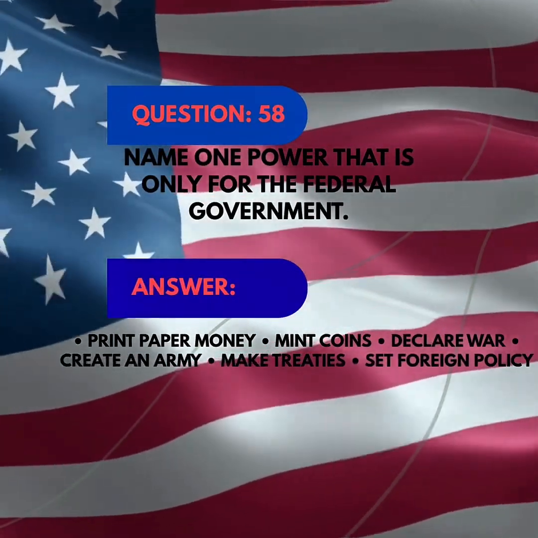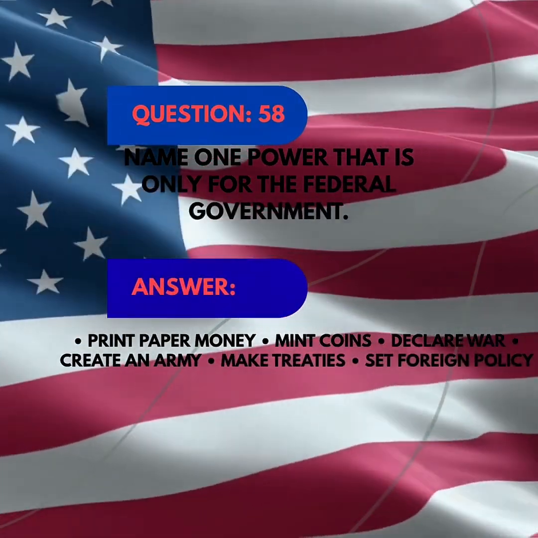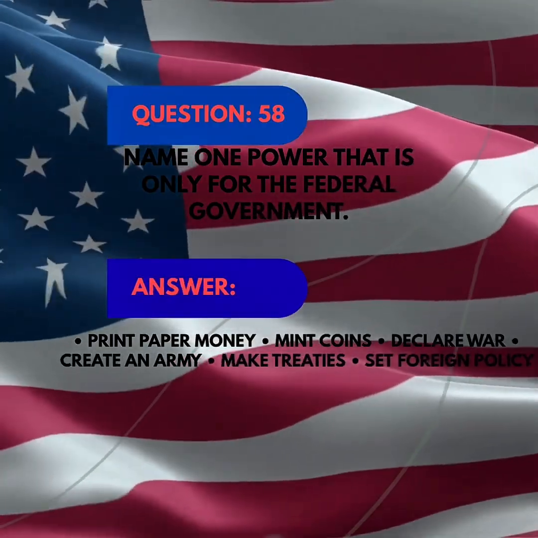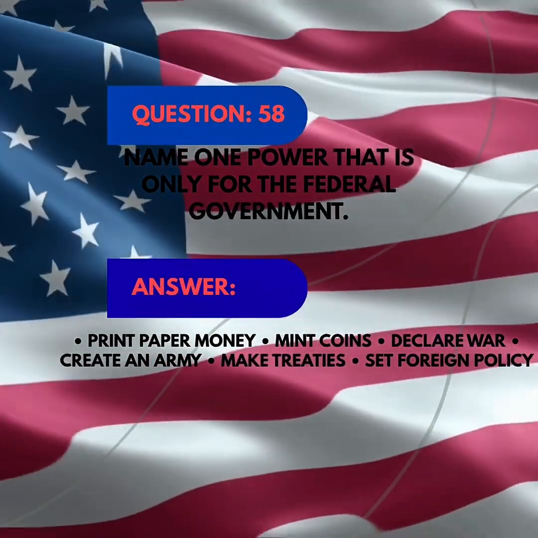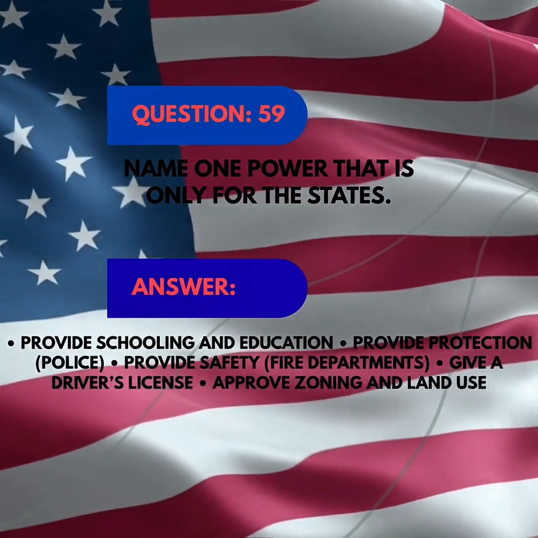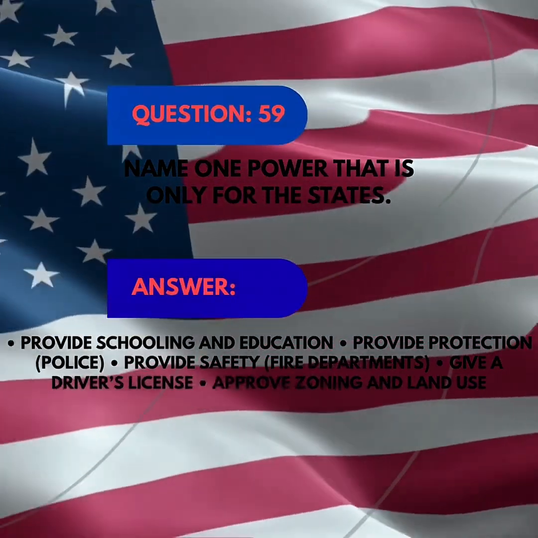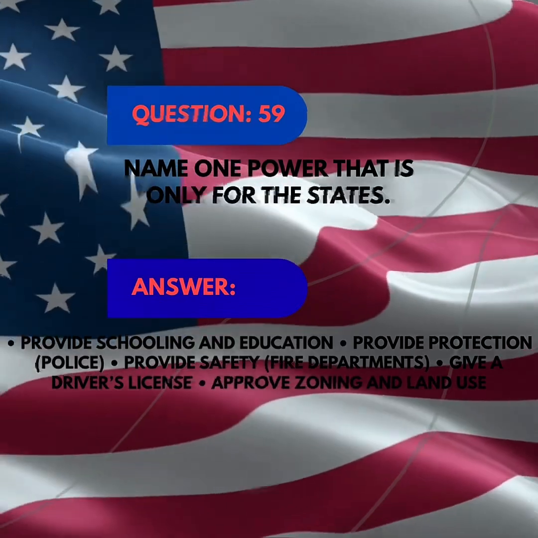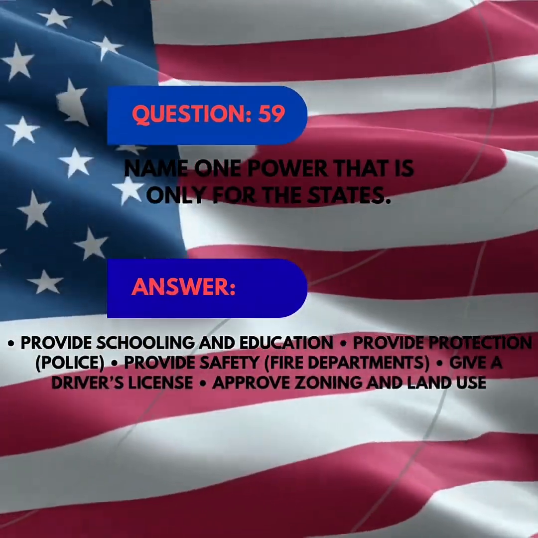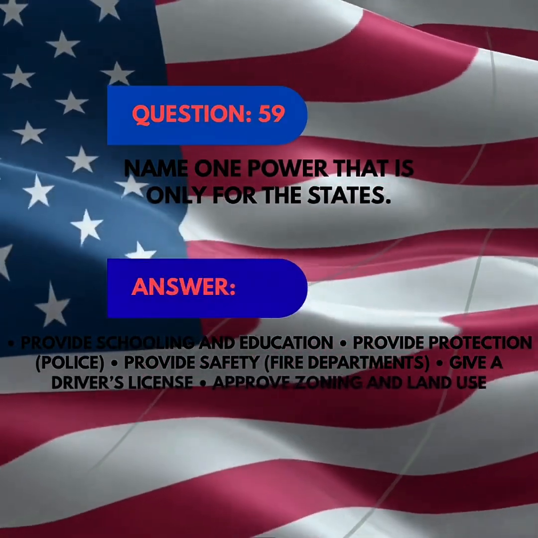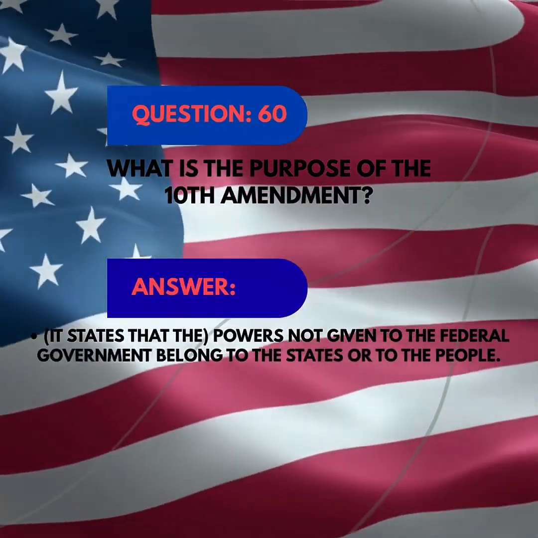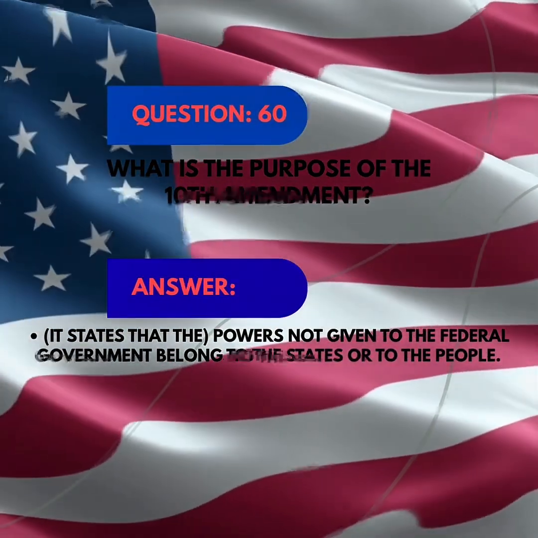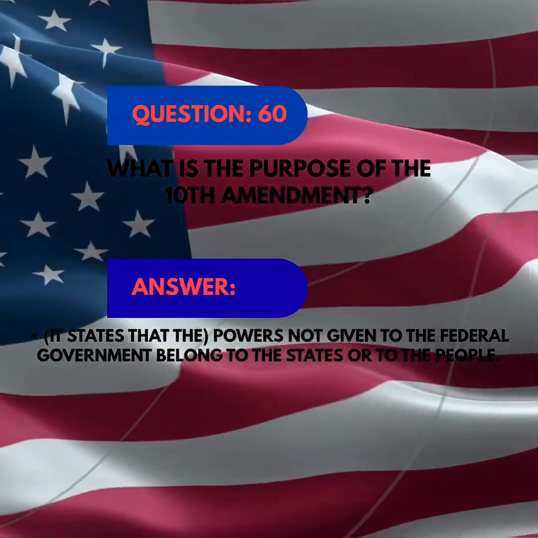Question 58. Name one power that is only for the federal government. Answer. The federal government can print paper money, mint coins, declare war, create an army, make treaties, and set foreign policy. Question 59. Name one power that is only for the states. Answer. States can provide schooling and education, protection through police, safety through fire departments, give driver's licenses, and approve zoning and land use. Question 60. What is the purpose of the 10th Amendment? Answer. It states that powers not given to the federal government belong to the states or to the people.